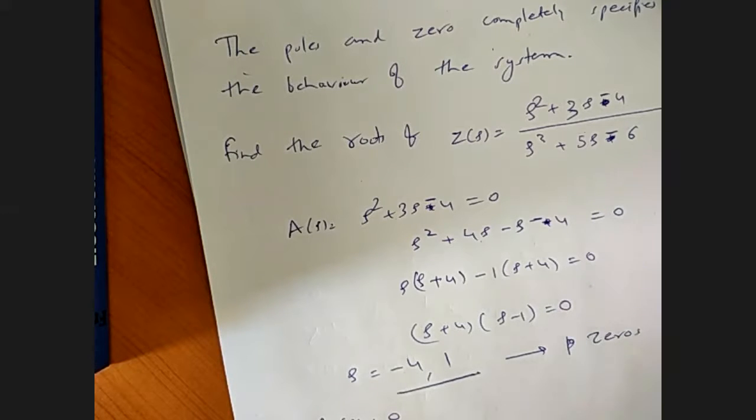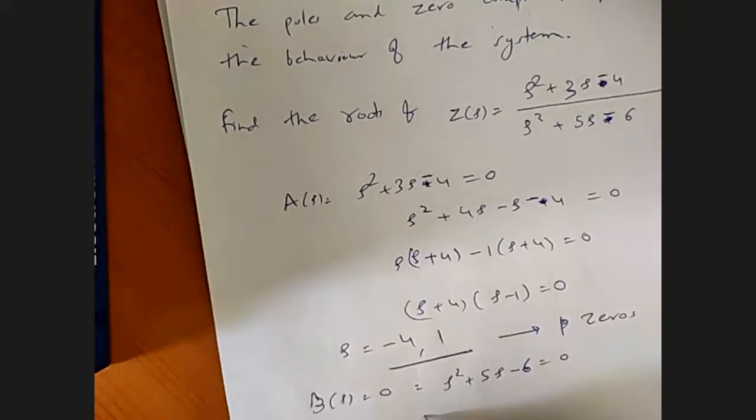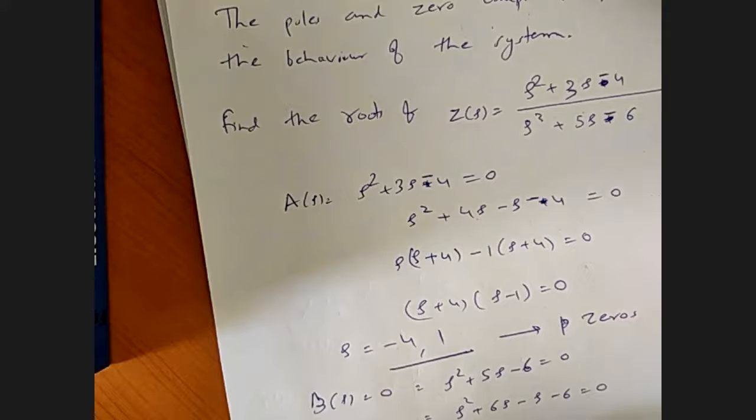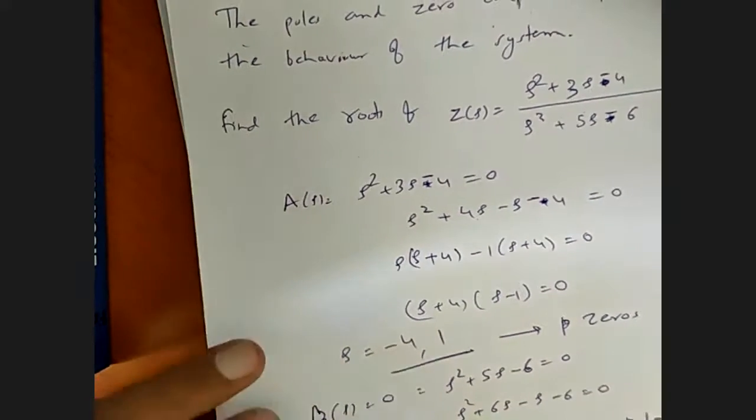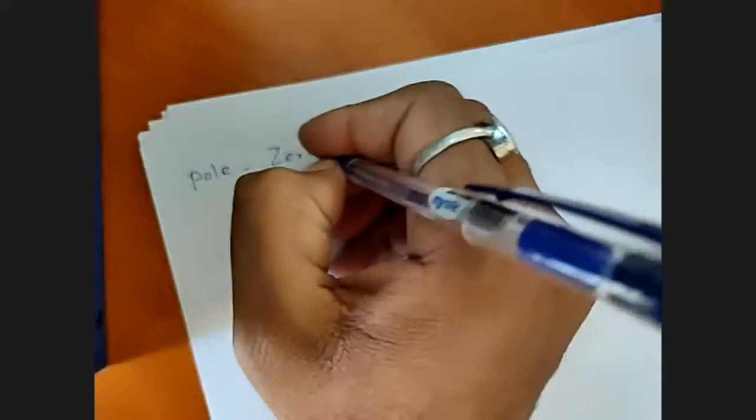And B(s) equal to 0 means s square plus 5s minus 6 equal to 0. So it will become s plus 6s minus s minus 6 equal to 0. That means s equal to minus 6 and 1. So those are known as poles. So this is how we will be writing poles and zeros of a network function. And then we will have a pole zero plot.